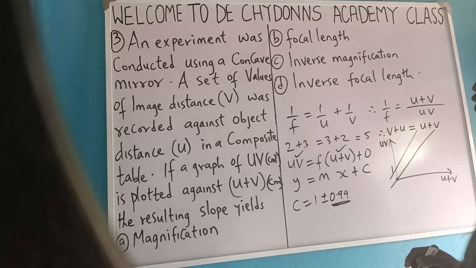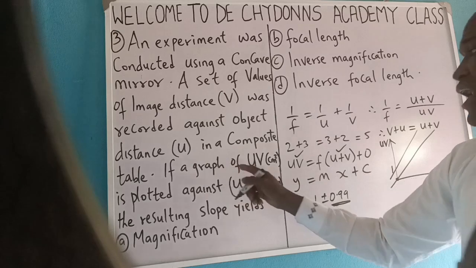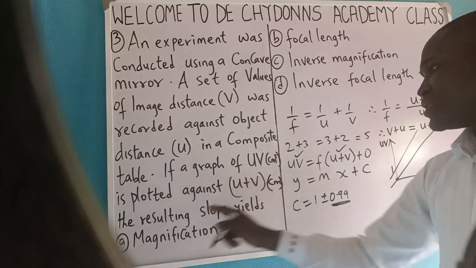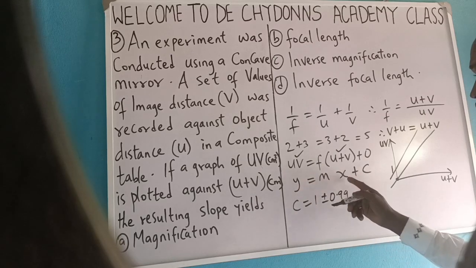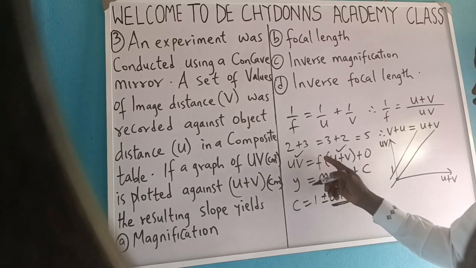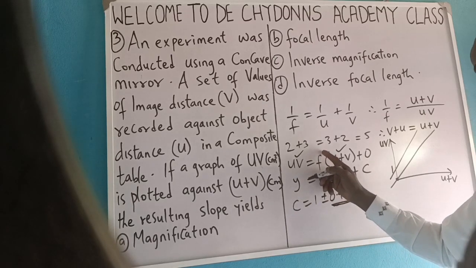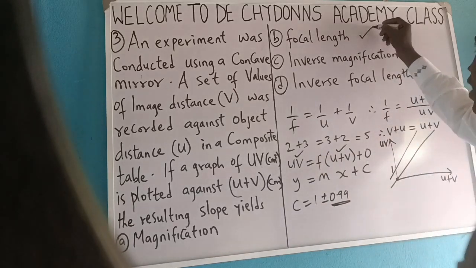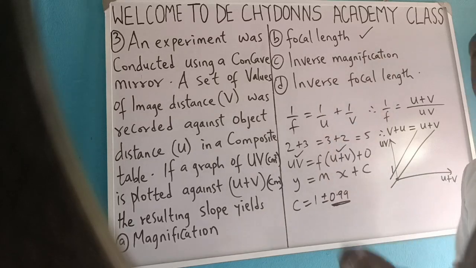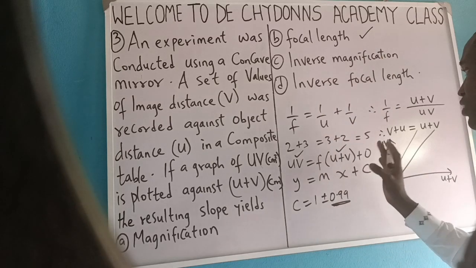Okay? So they said if a graph of this is plotted against this, the resulting slope yields, we have said it, y against x, m will be the slope, and the slope corresponds to the focal length. So we'll say the answer is focal length. That is for question number 3. So we are giving questions like this.